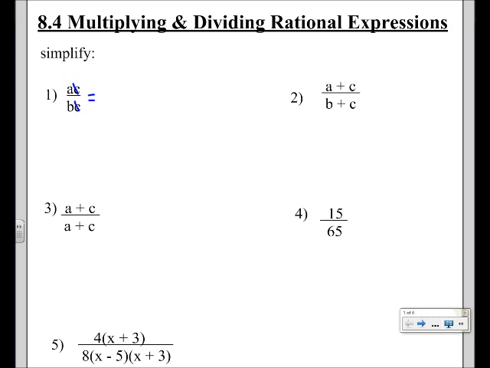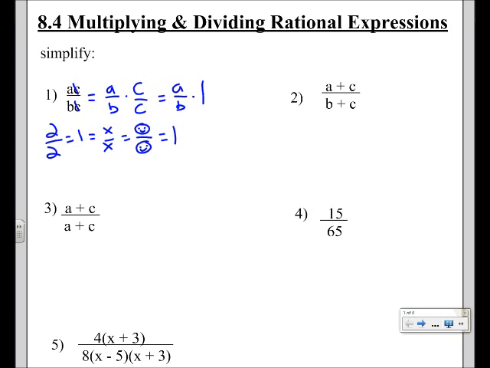A times C over B times C, we can split that up into A over B times C over C. We can, of course, see that this is going to equal A over B times 1. C over C is 1, just like 2 over 2 is 1, X over X is 1, smiley face over smiley face is 1. Okay, so if we can reduce something down to 1, we can effectively cancel it because 1 times anything equals that anything. So that's the kind of principle we're talking about here.